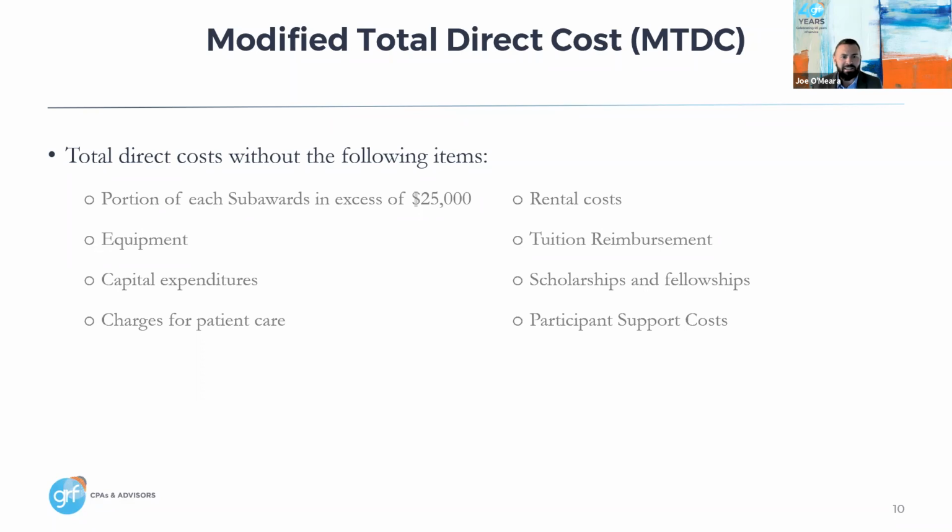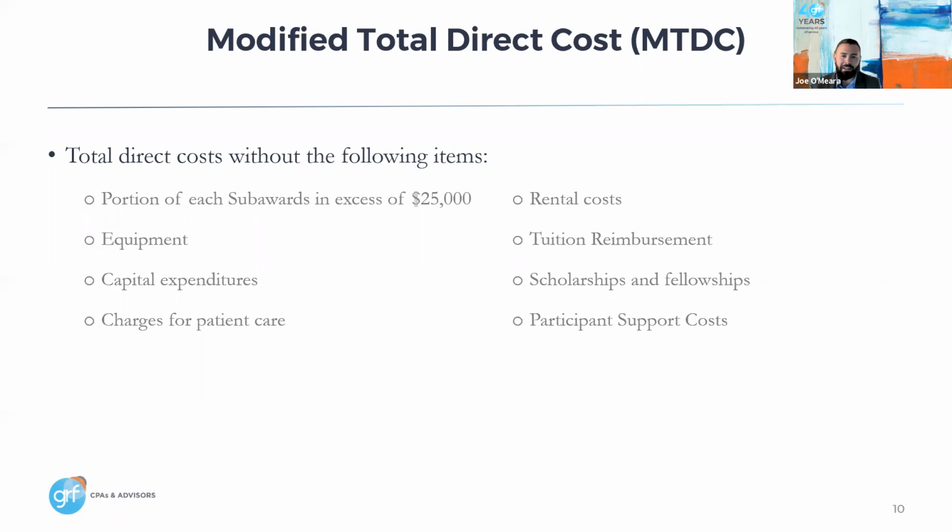The other items listed on here are other ones that the U.S. government says they will not pay the 10% indirect rate on if you're using the de minimis calculation. That includes, listed here, equipment, capital expenditures, charges for patient care. Those are more for hospital-related organizations. Another key one is rental costs. So any rental cost, whether it's your office rent, renting vehicles, and so forth, any rental costs are excluded from the modified total direct cost base.